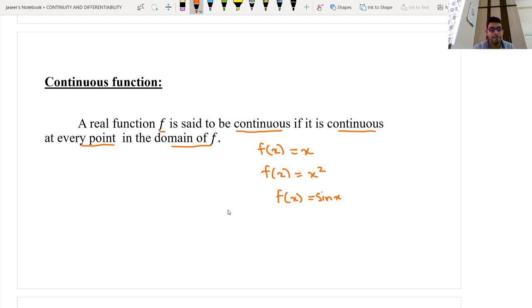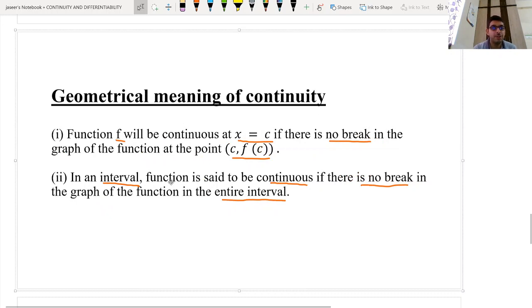The geometrical meaning of continuity I already told. Function f will be continuous at x equals c if there is no break in the graph of the function at that particular point. If there is a break, then it is discontinuous. In a particular interval, the function is said to be continuous if there is no break in the graph of the function in the entire interval. So it's the same thing; using that you can say that f of x equals x square, sin x, cos x, all these are continuous. A continuous function has no break anywhere in its graph.